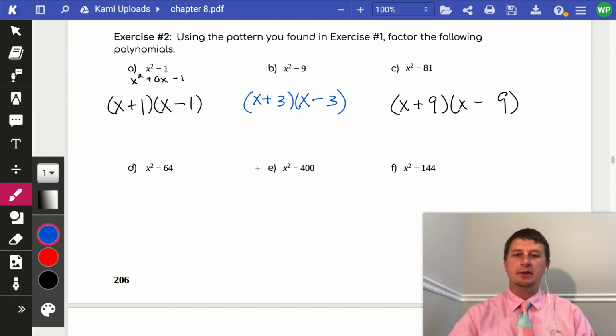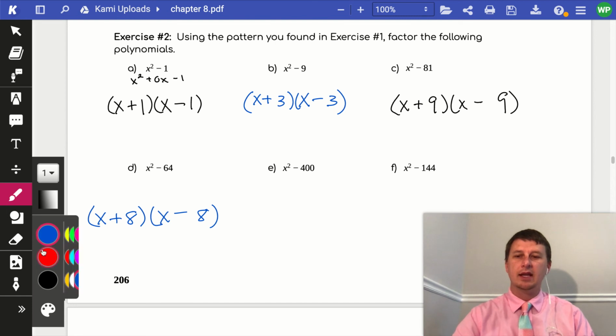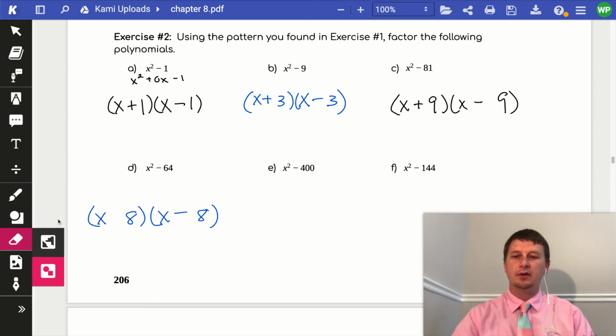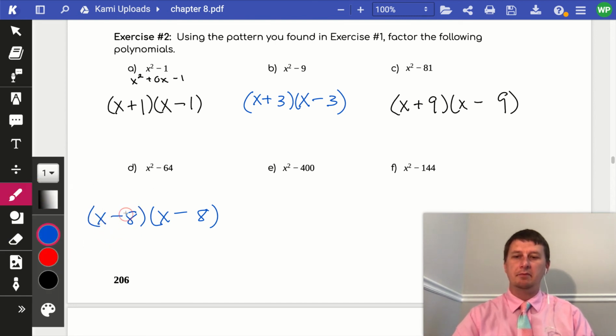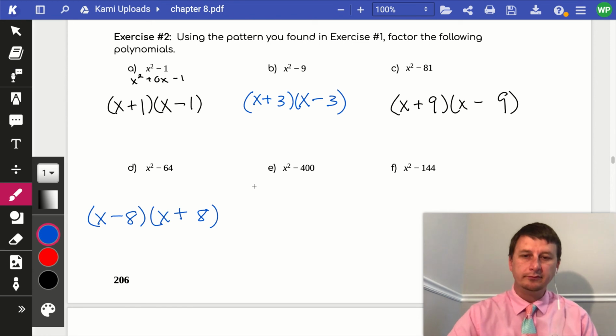Let's go to part D where it says x squared minus 64. And to factor this one, once again, do we have a difference? Yes. Of two perfect squares? Yes. So x and x. 8 times 8 is 64. And we separate these with a plus and a minus. And if you want, you are definitely allowed to do a minus then a plus, because this would just be the same thing, by the commutative property of multiplication.